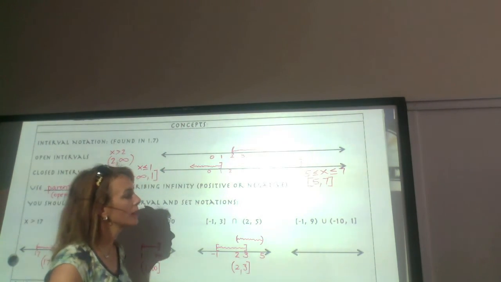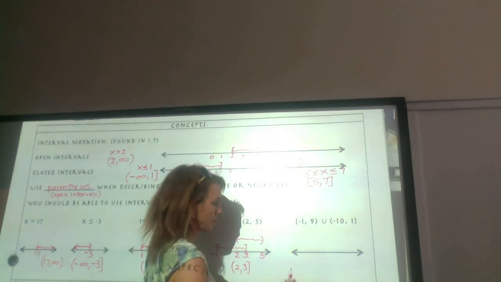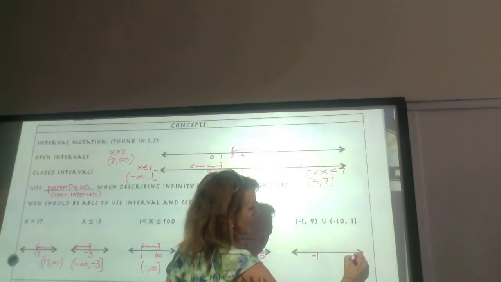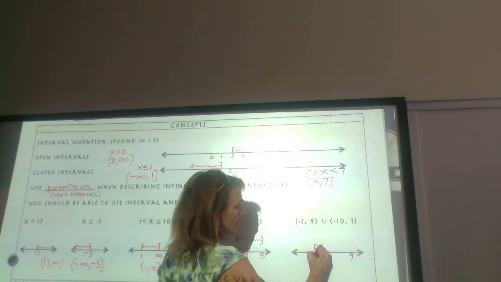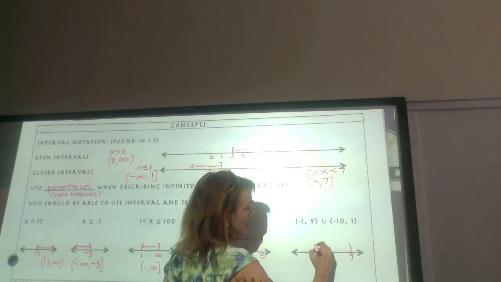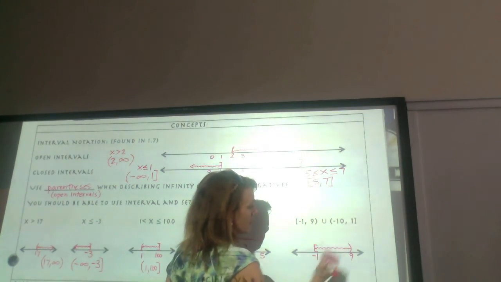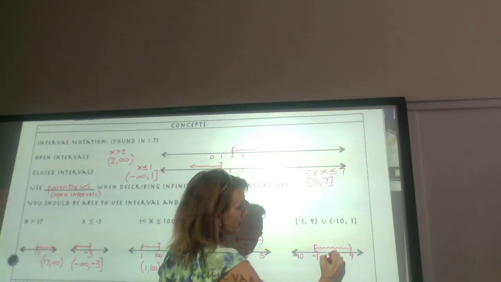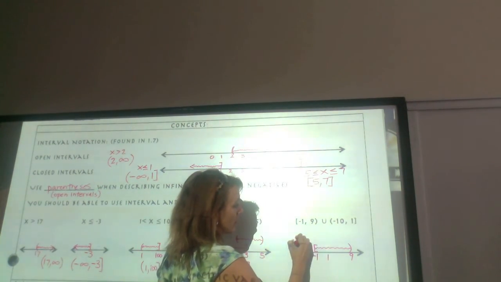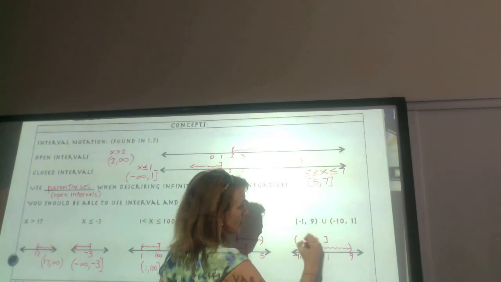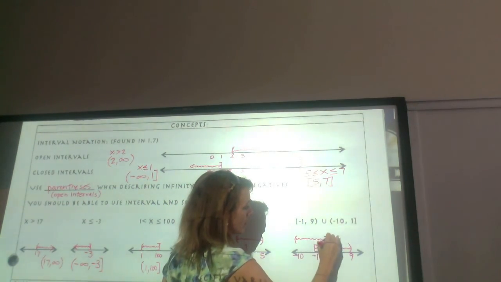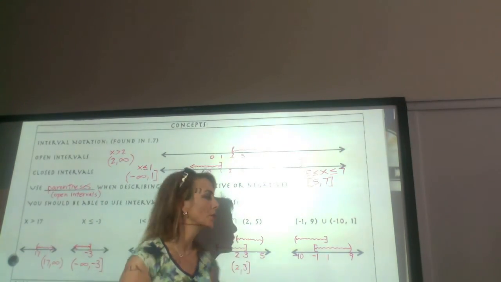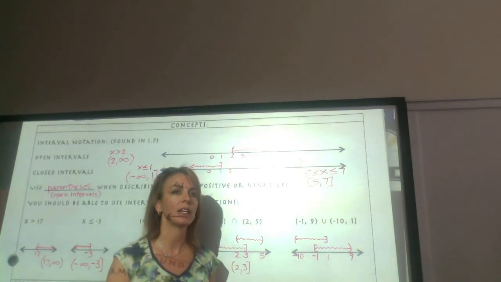All right, the last one, we're going to consider union. So we're going to go from -1 to 9. And -10 to 1. Okay, now union is a little bit different. Union refers to everything that is represented in either set.